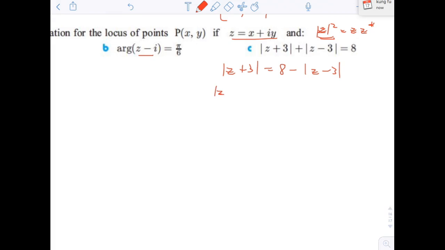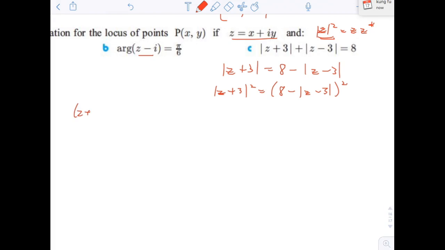If we square both sides, the left side is going to be very nice. It'll be the modulus of z plus 3 squared. And the right side is going to be a little messy. It's going to be 8 minus the modulus of z minus 3, squared. And so the left side is going to be basically what we want.